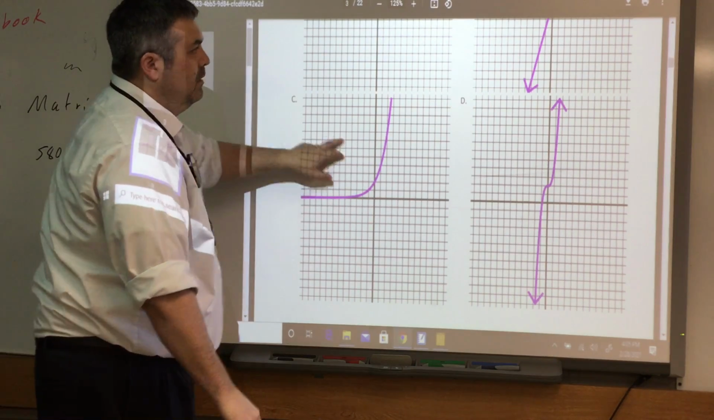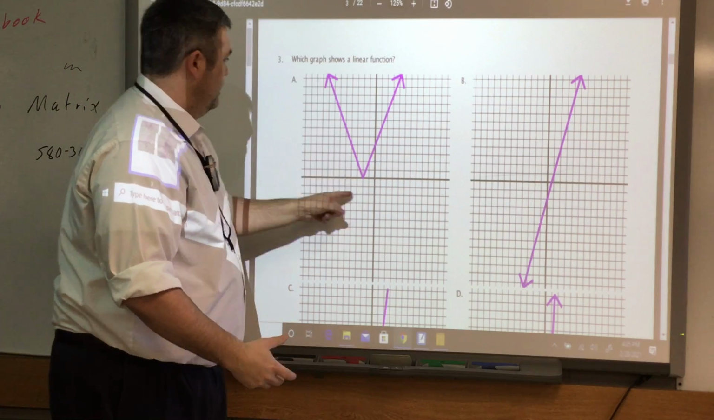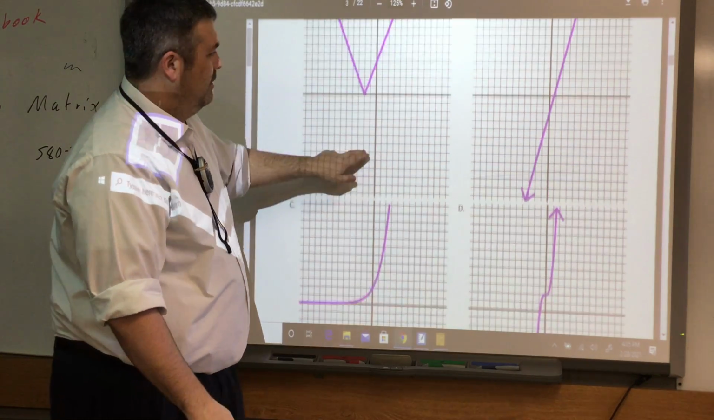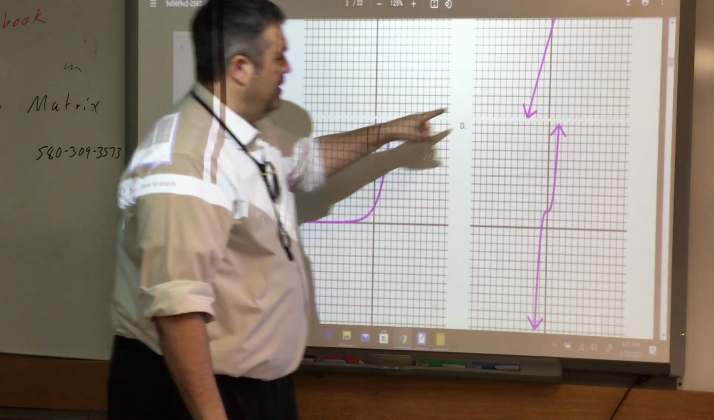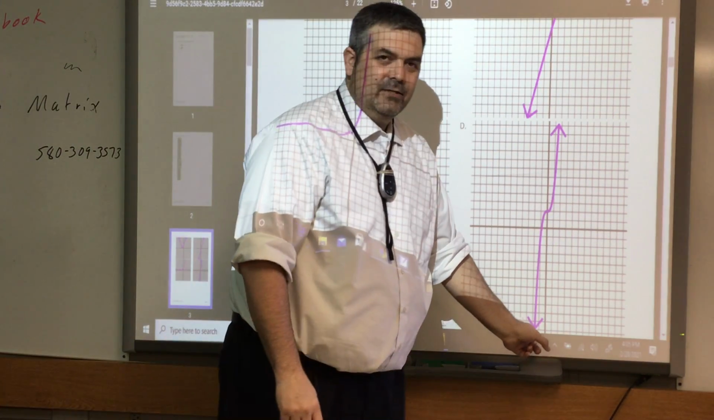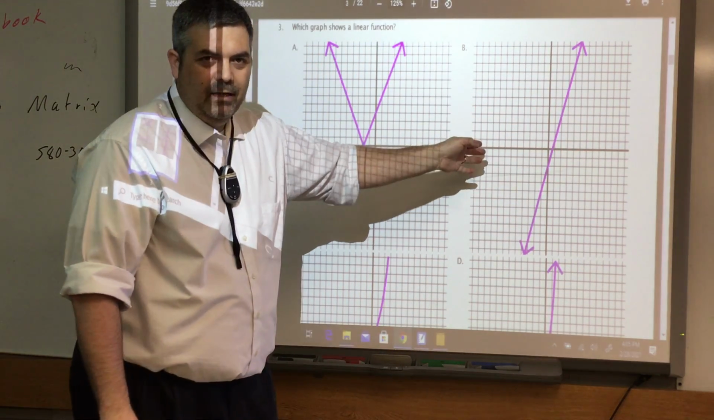But then, if it's linear, it's gotta be a straight line. Well, that's not a straight line. That's a straight line. That's not a straight line. And that's not a straight line. There's only one here it could possibly be. It's that one. That's a linear function.